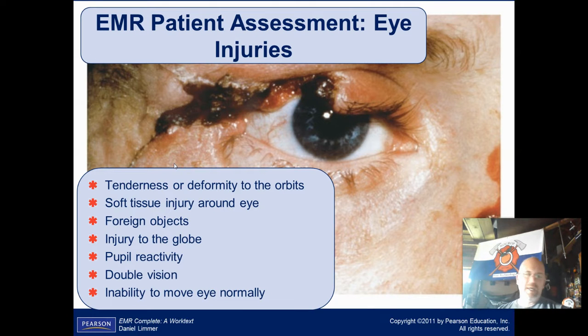Eye injuries. I don't know about you guys, this kind of stuff bugs me though. It's hard, eyes are just one of those tough things. Tenderness or deformity to the orbit, soft tissue injury around the eye. So here we have some tissue missing from around the eye. Foreign objects in the eye, injuries to the globe. We have bruising, cuts, and lacerations to the globe. Pupil reactivity, double vision, something people might complain about. Inability to move the eye normally, in which case we don't want to move it at all.